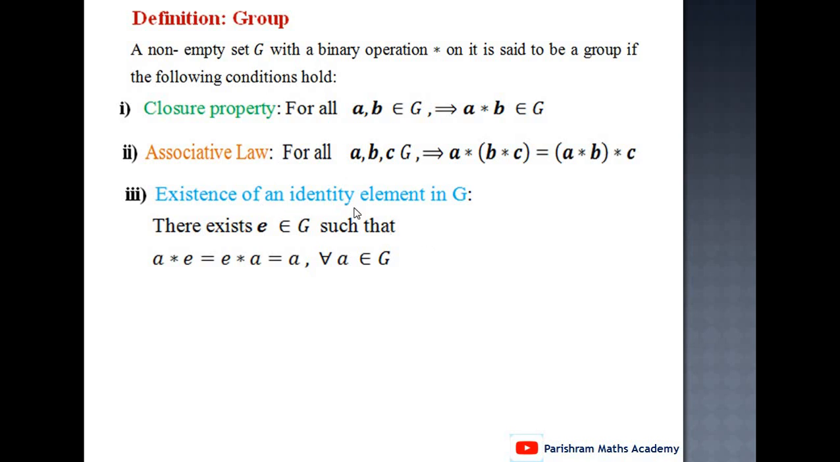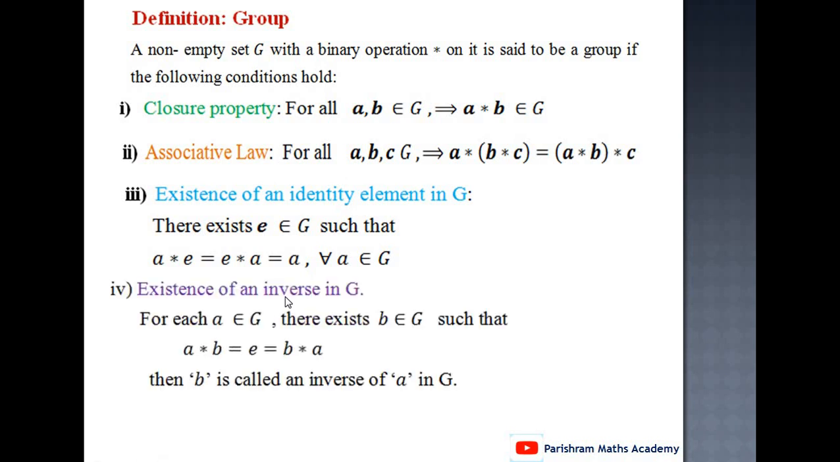Third, existence of an identity element in G. If there exists an element e belongs to G such that a star e equals e star a equals a for all a belongs to G, then e is the identity element of G. If this condition is satisfied for all a belongs to G, then e is the identity element, which means an identity element exists.